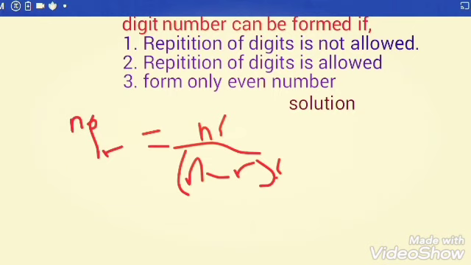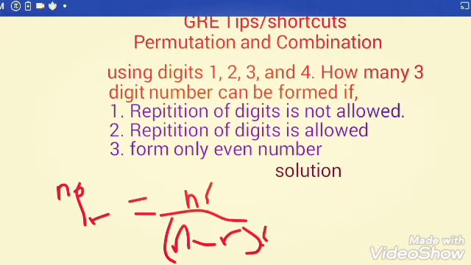Alright, but while going through materials, I discovered that this formula does not really solve all permutation questions, like we'll find out in these examples. The first example says that using 1, 2, 3, and 4, how many 3-digit numbers can be formed if, number one, repetition is not allowed.